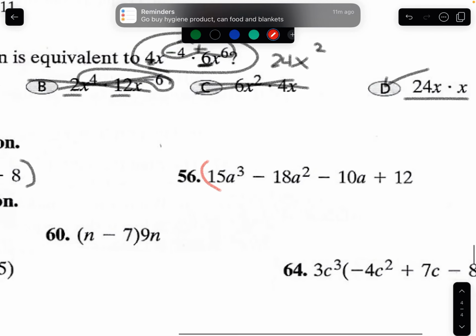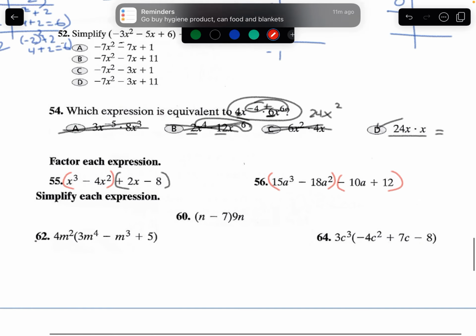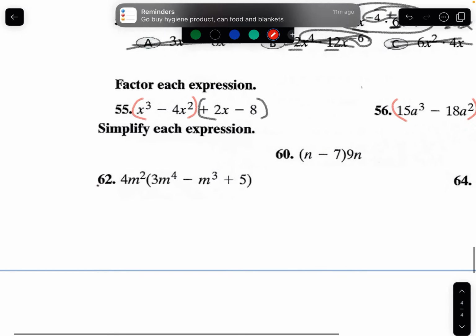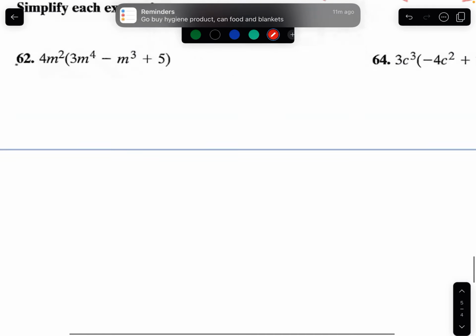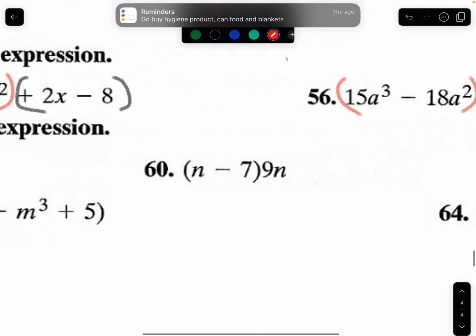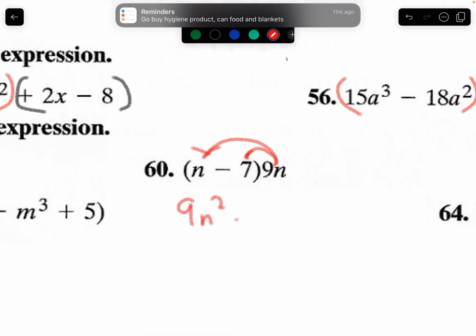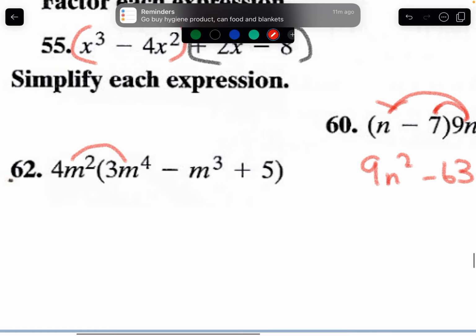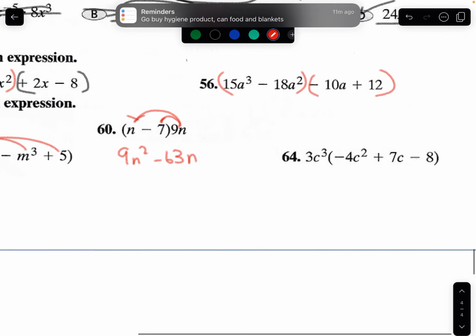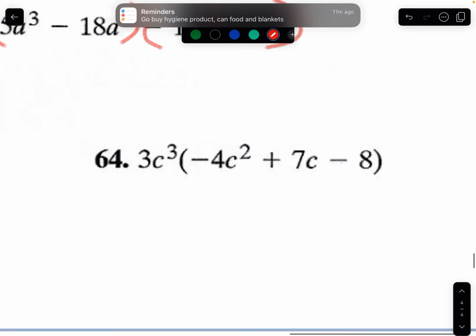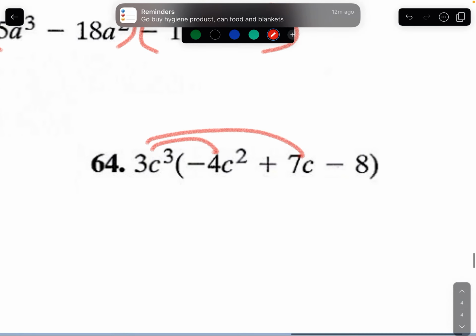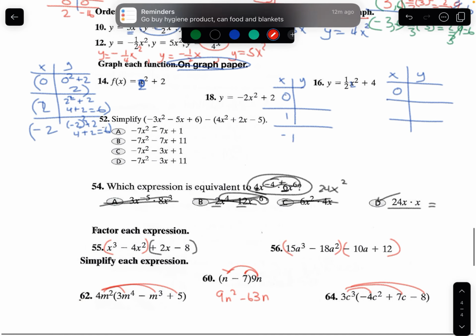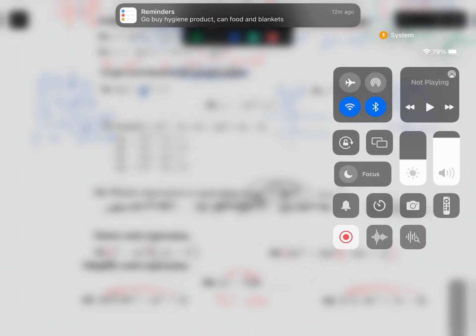Factor the expression by grouping these. Okay, group these. Simplify. Okay, and that'll be it. Then here you distribute. Make sure you distribute 9n squared minus 63n. Do not divide back. Distribute, distribute, distribute. Okay. Get your answer, and that's it. Hopefully that helps. Should be pretty easy.